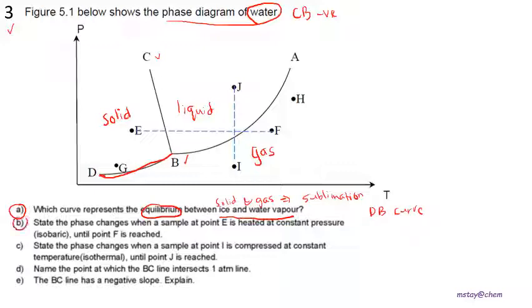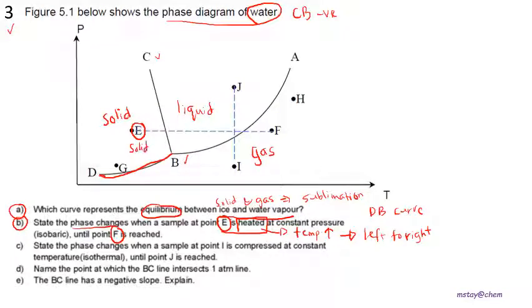Question number B. State the phase change when a sample at E is heated. When E is heated, we know the temperature is increased. So according to the phase diagram above, the arrow is supposed to move from left to right, like mentioned in the question, from point E until point F. So point E is over here at this moment.